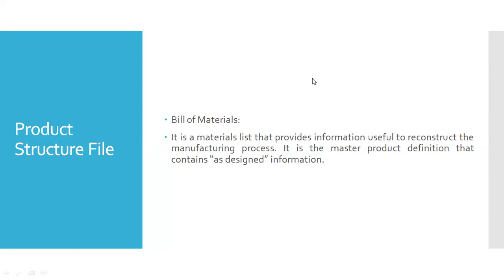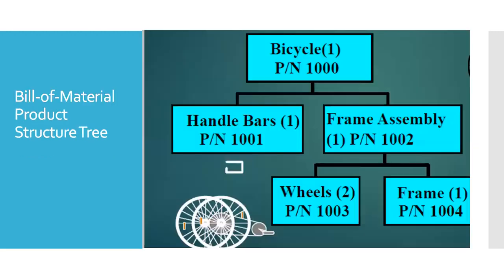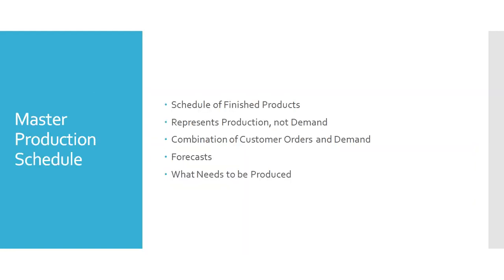What is the bill of material? It lists the material and provides information useful to reconstruct the manufacturing process. It is the master product definition that contains the design information. This is a bill of material structure, for example a bicycle. It has handlebars, PN1001, frame assembly PN1002, wheels 1003, and frame 1004.